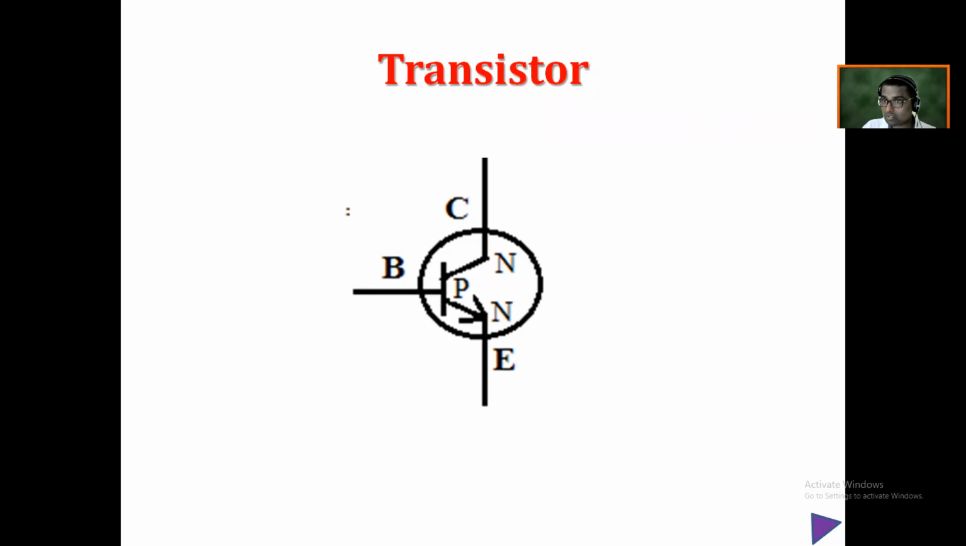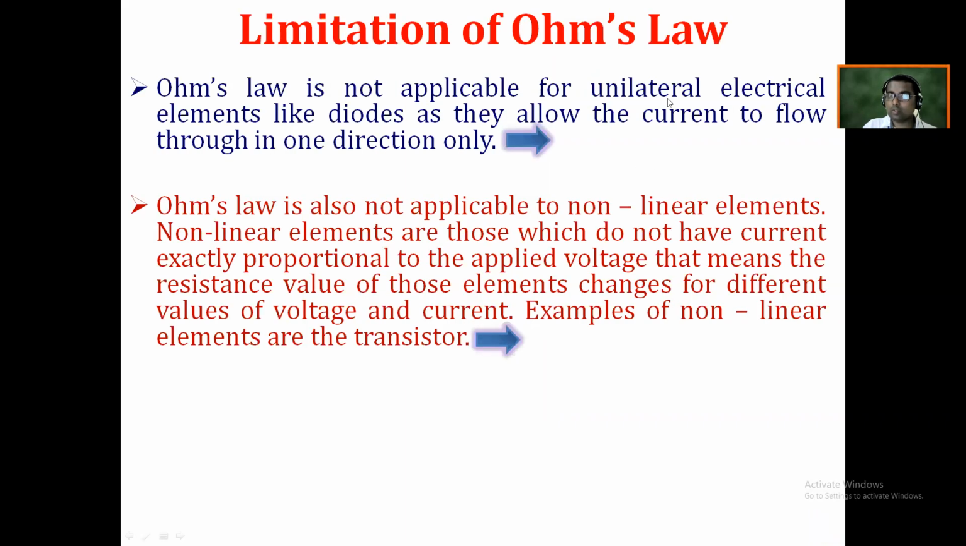This is the second limitation. First one is what? We cannot apply it to unilateral electrical elements like a diode, as they allow the current to flow in one direction. And second is what? We cannot apply Ohm's law to non-linear elements. And non-linear element means what? Its resistance changes with respect to voltage and current.